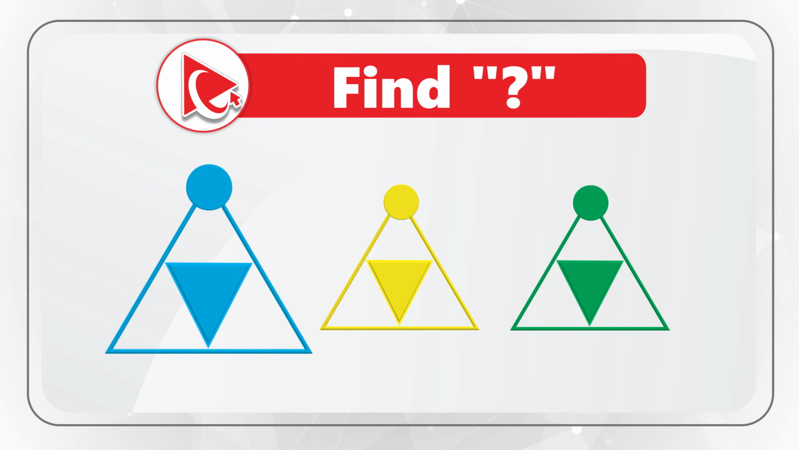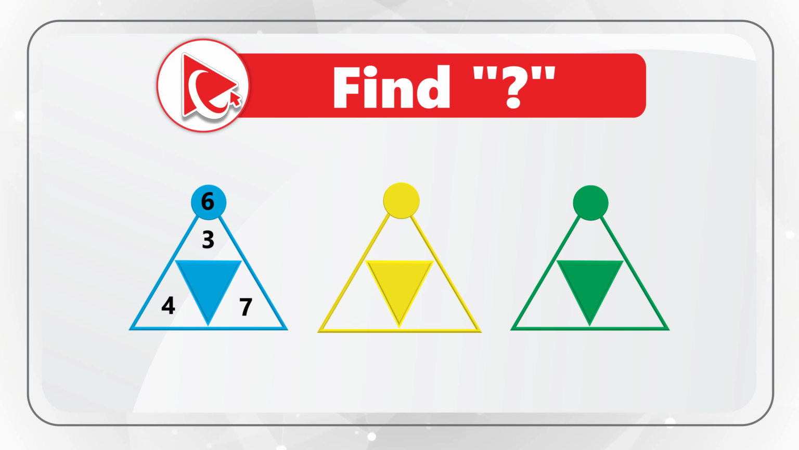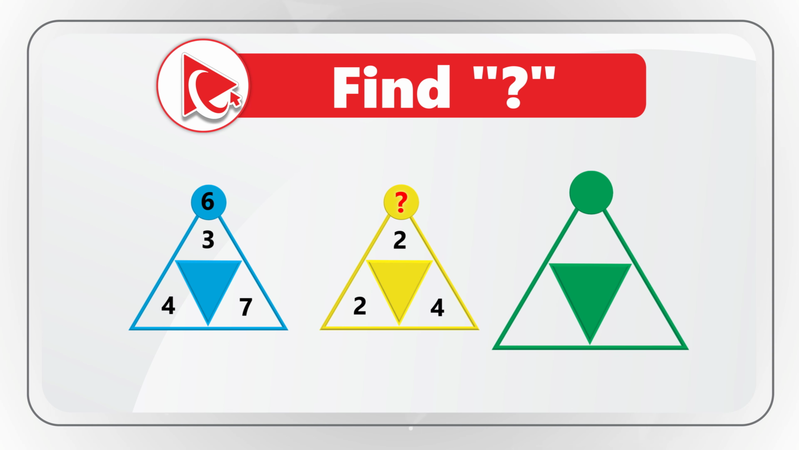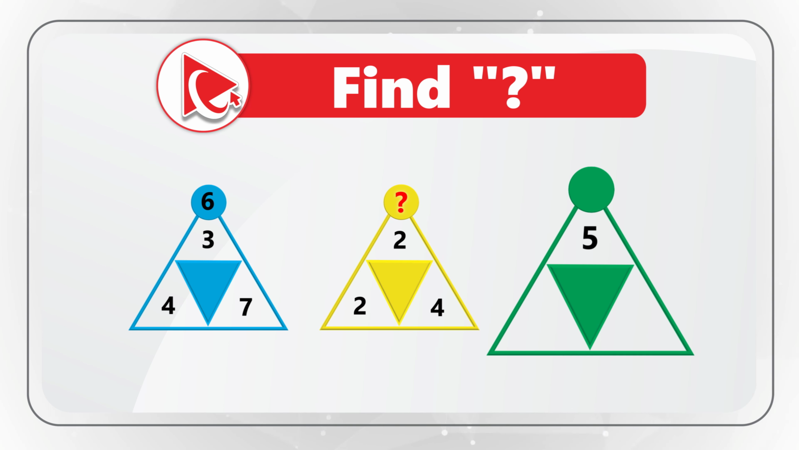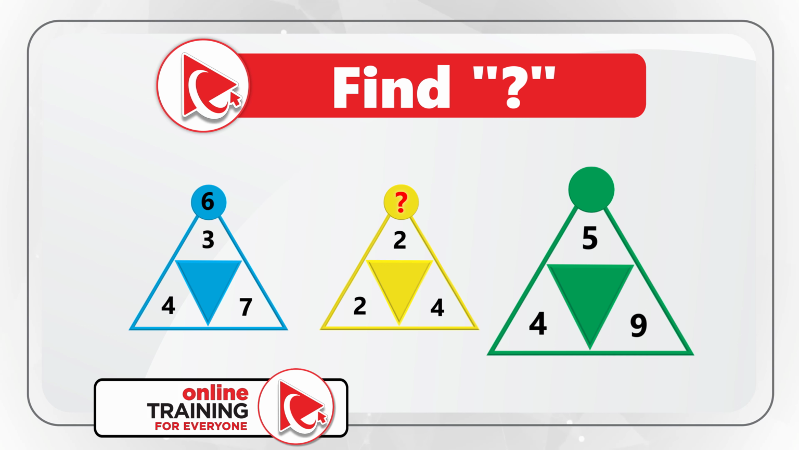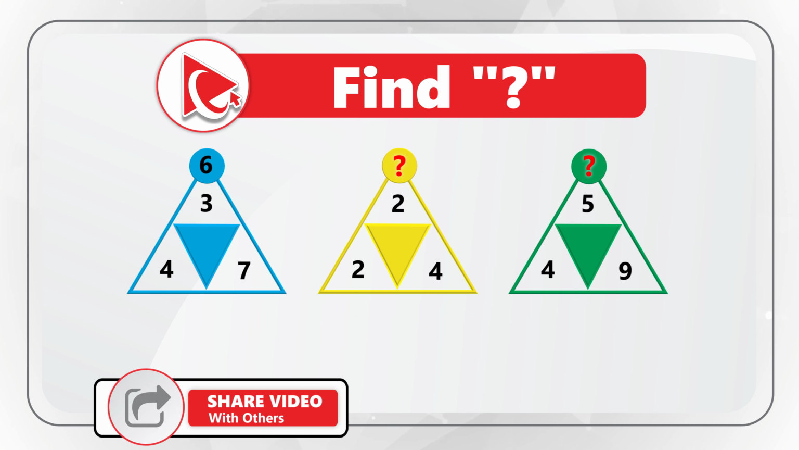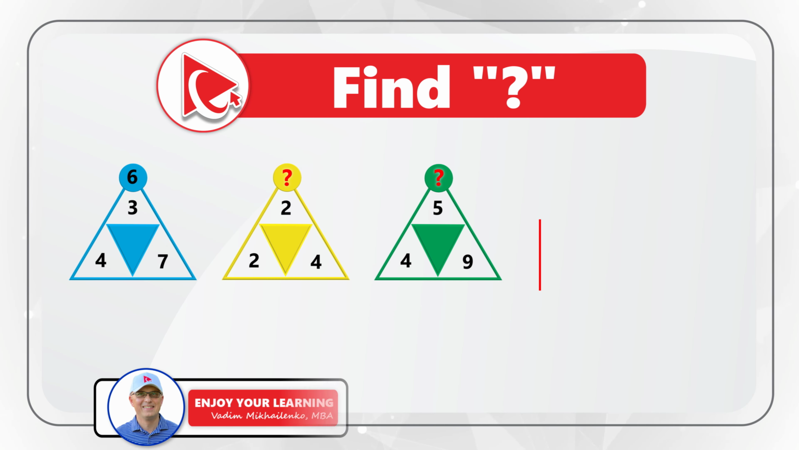Starting from the top, the numbers are 3, 7, and 4, and number on the top is 6. Yellow triangle has numbers 2, 4, and 2, and there is a missing number on the top. Green triangle has numbers 5, 9, and 4, and missing number on the top. Take a close look to see if you can find two missing numbers and select out of 4 different choices.